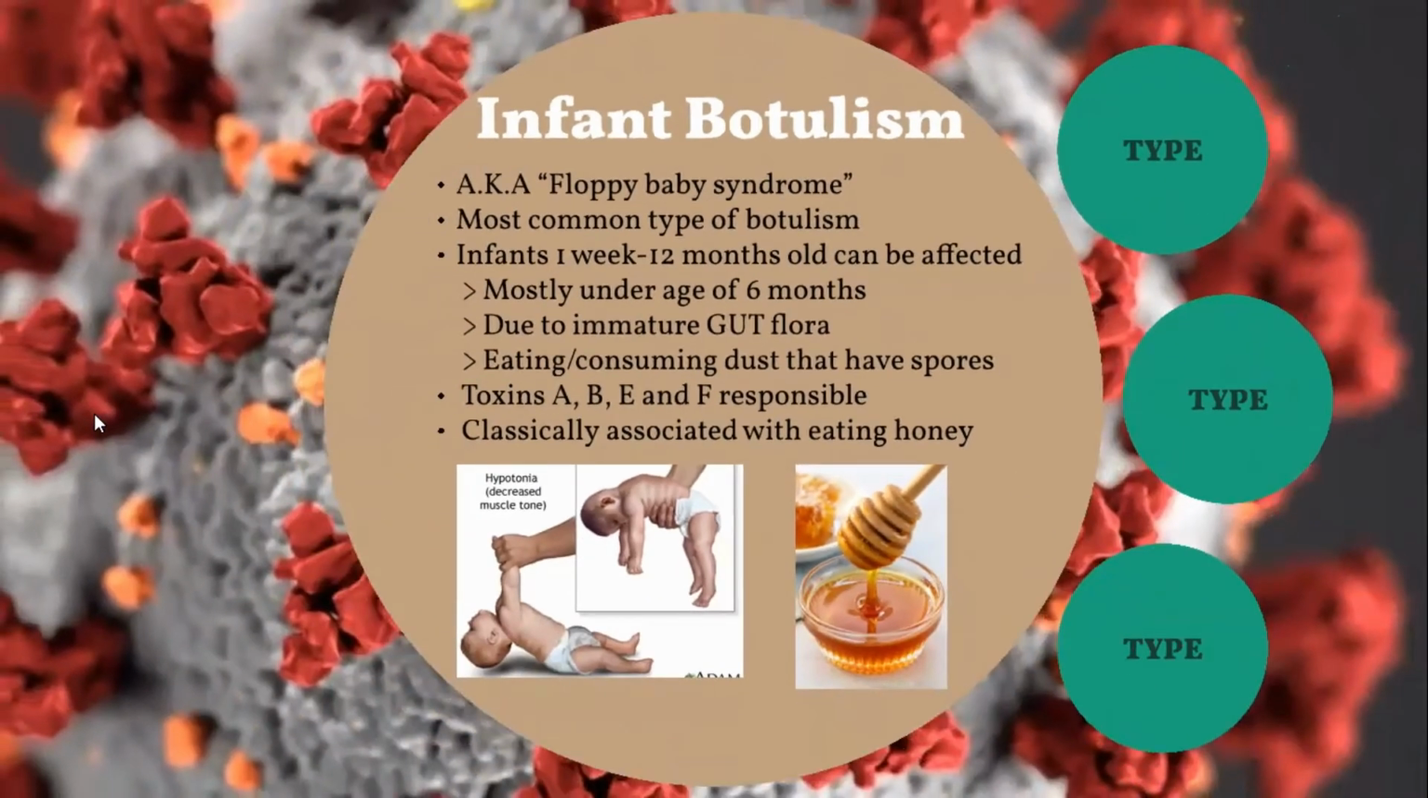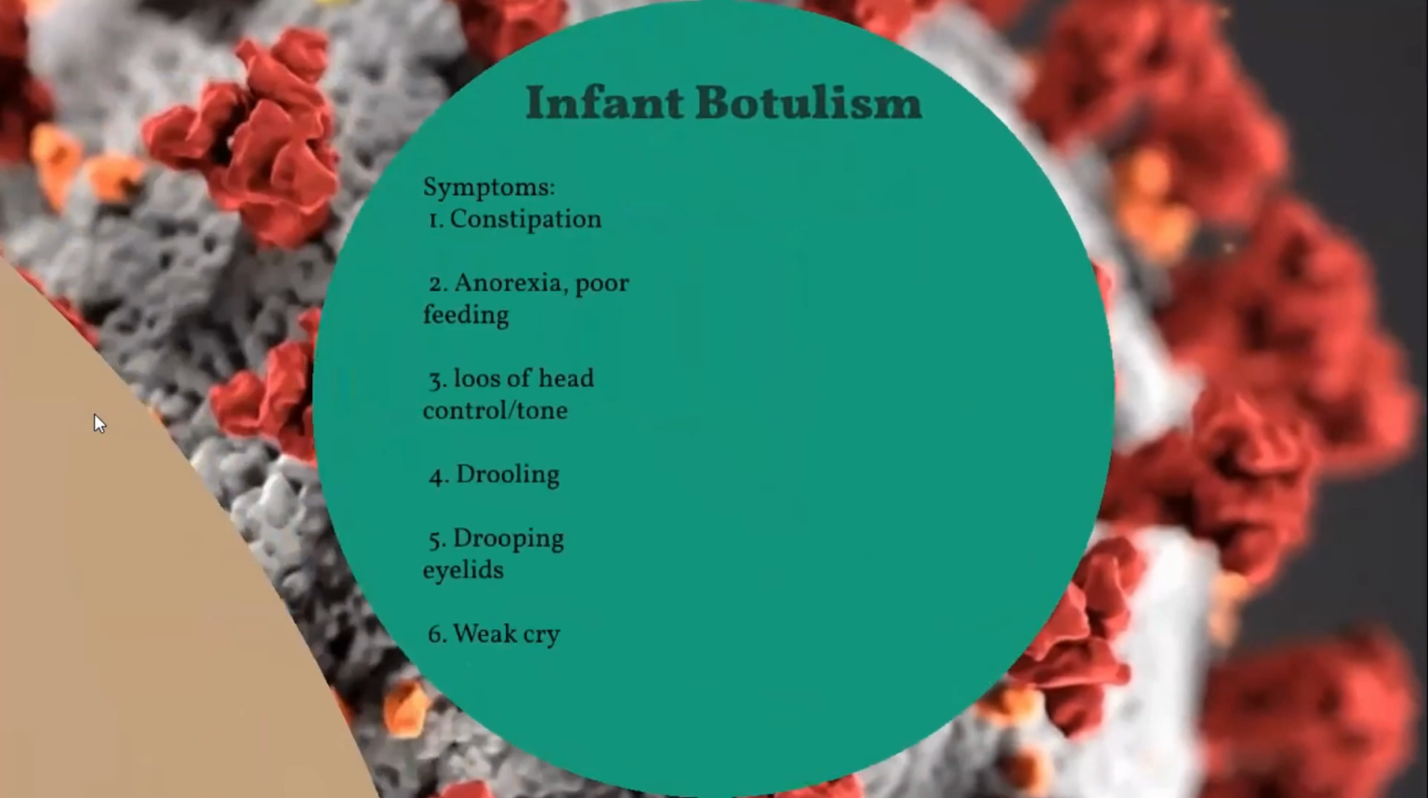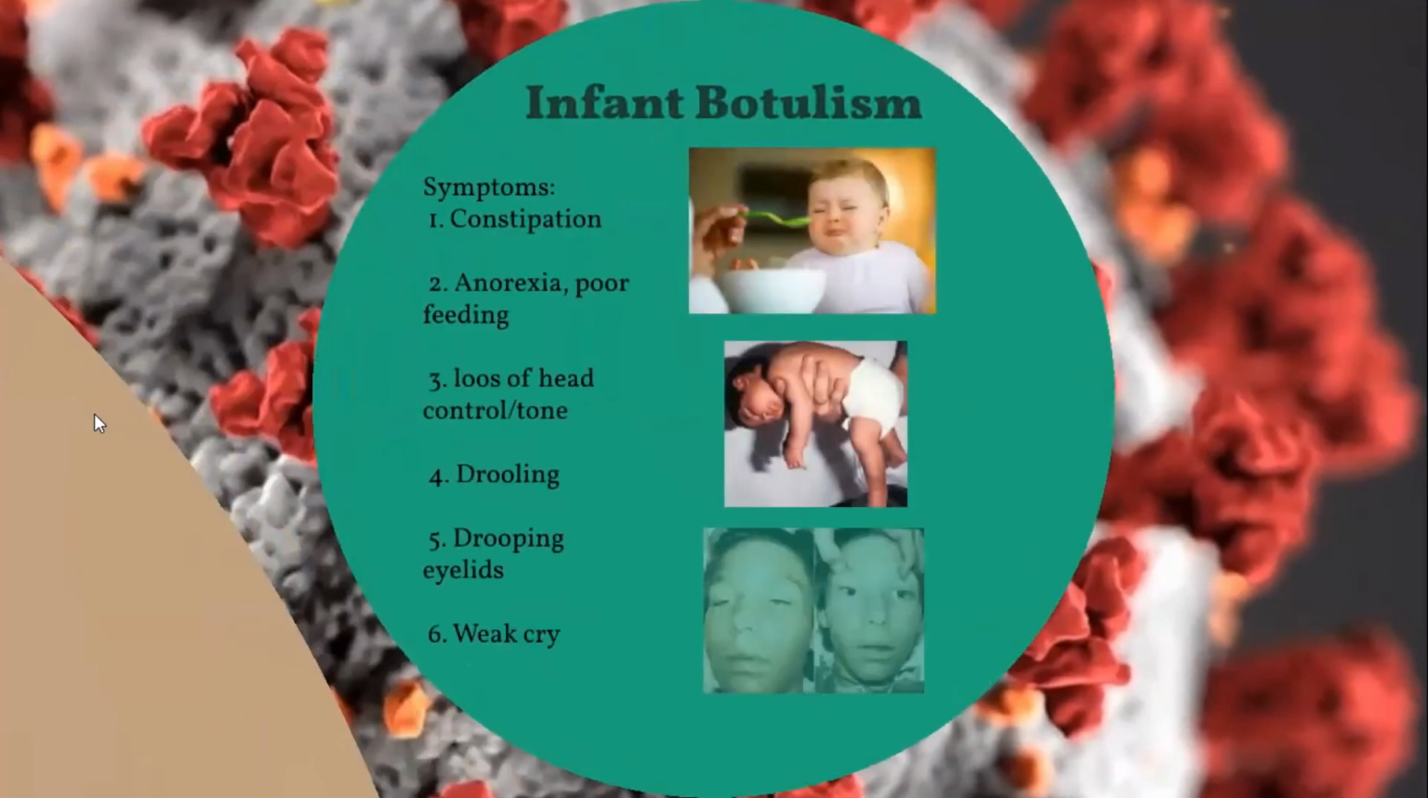There is some evidence that infant botulism is classically associated with eating honey, especially under the age of 1 year old. The symptoms of infant botulism include constipation, anorexia, and poor feeding, and then we can notice loss of muscle tone, which is manifested by loss of head control and can be an initial symptom of infant botulism. You can also see drooling, and the baby can also have a weak cry and drooping eyelids.